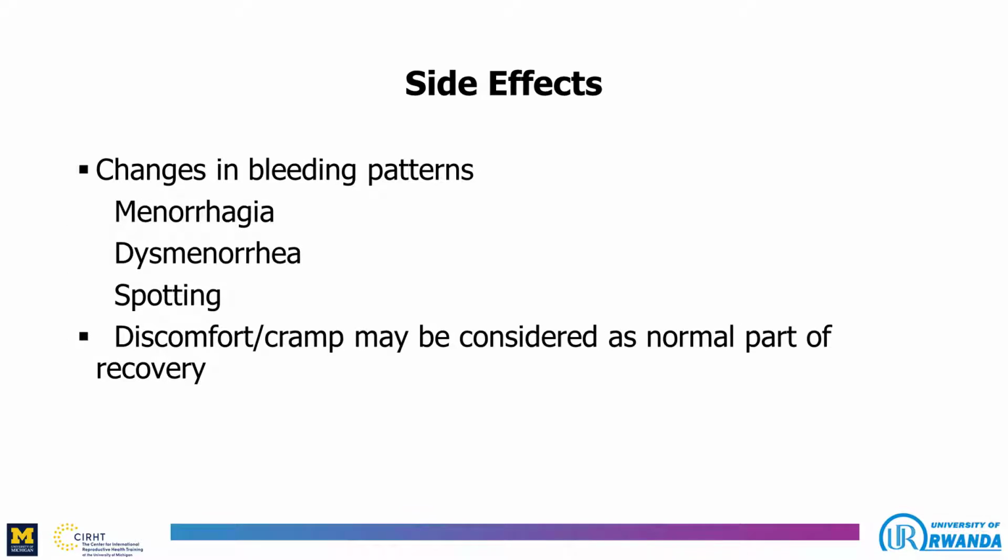We may find also some side effects. As the other family planning methods have effects, this one also may have some side effects. The first one is changes in bleeding pattern. The client may experience menorrhagia, dysmenorrhea, or spotting, or the client may complain of cramps or discomfort, but this may be in the first month of insertion, and this may disappear after some months. After 3 months, those signs of cramps and bleeding may disappear.